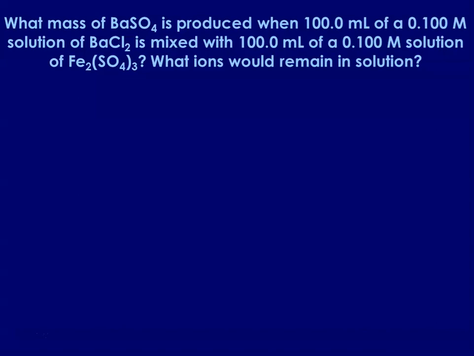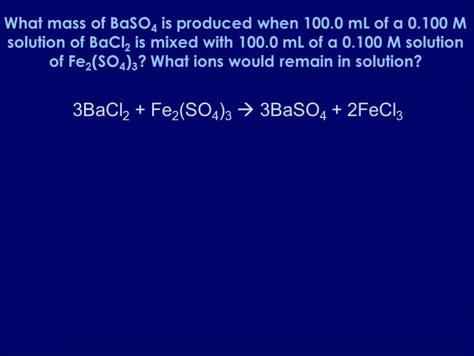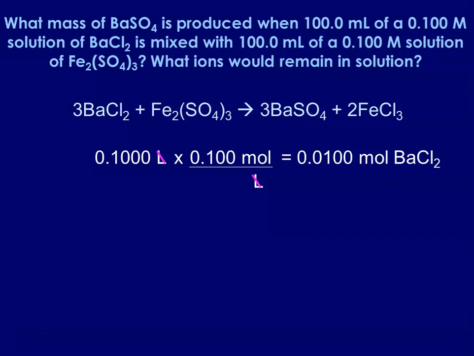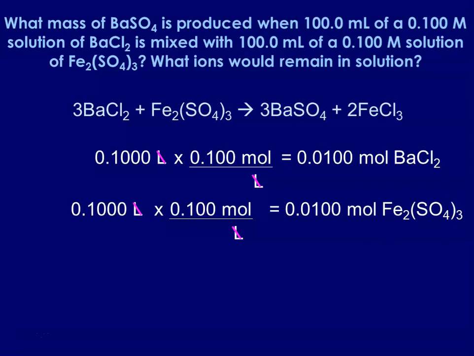So I need to write a balanced equation first between barium chloride and iron(III) sulfate. I think when you write that balanced equation, you're going to see that barium and sulfate make a precipitate. And so when I balance it, I'm going to need 3 of the compounds containing barium and 2 of the product that contains iron. I'm going to use the information I have for each of my reactants to find their moles. So I'm going to take the volume and the molarity of barium chloride and the volume and the molarity of iron(III) sulfate to get my moles for both reactants.